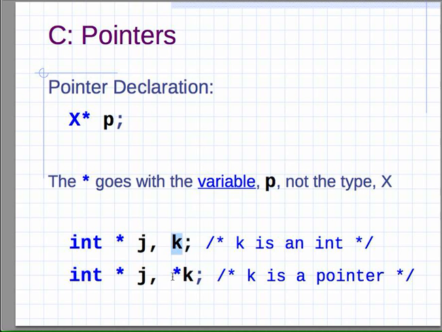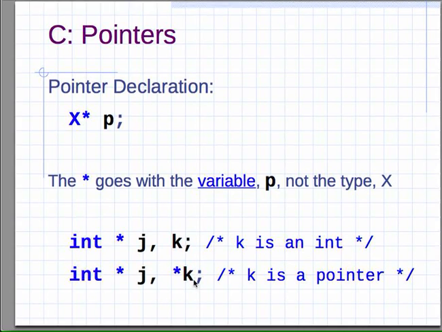If you want K to be a pointer, not only do you have to have the star for J, you have to have a star for K similarly. So with this second line, K is a pointer. So remember that and save you a lot of trouble in debugging.